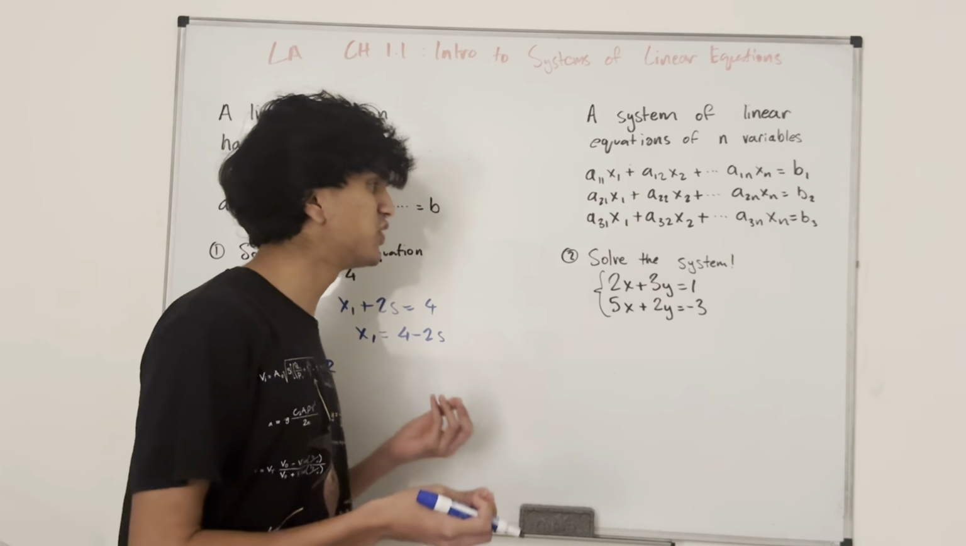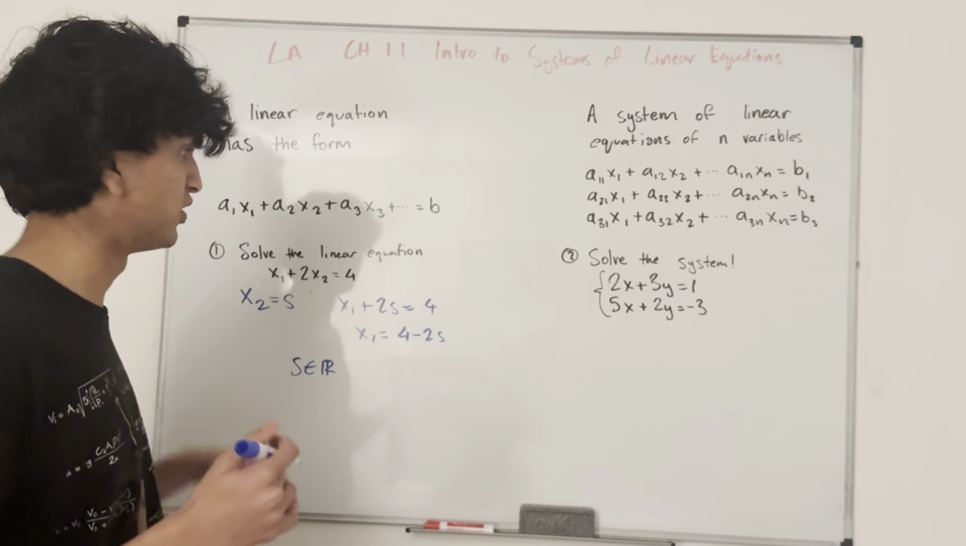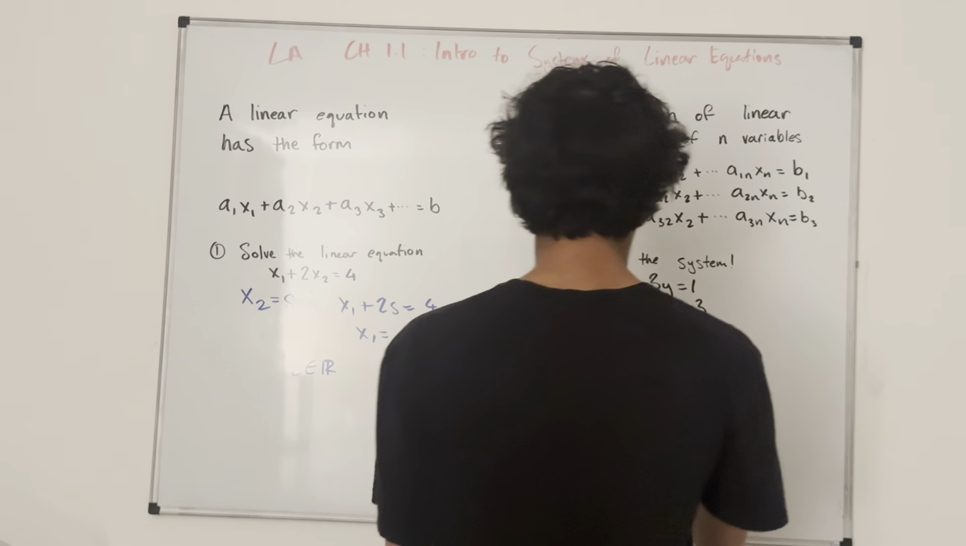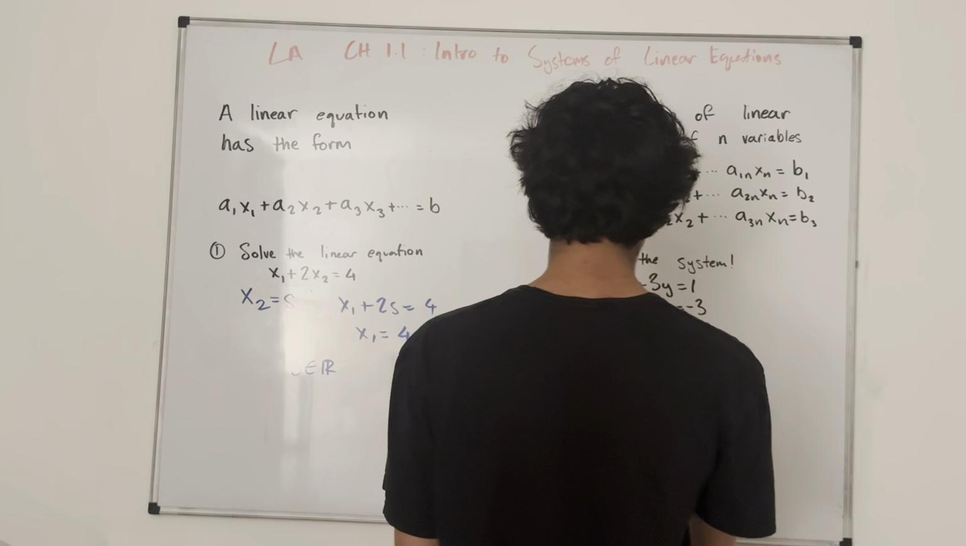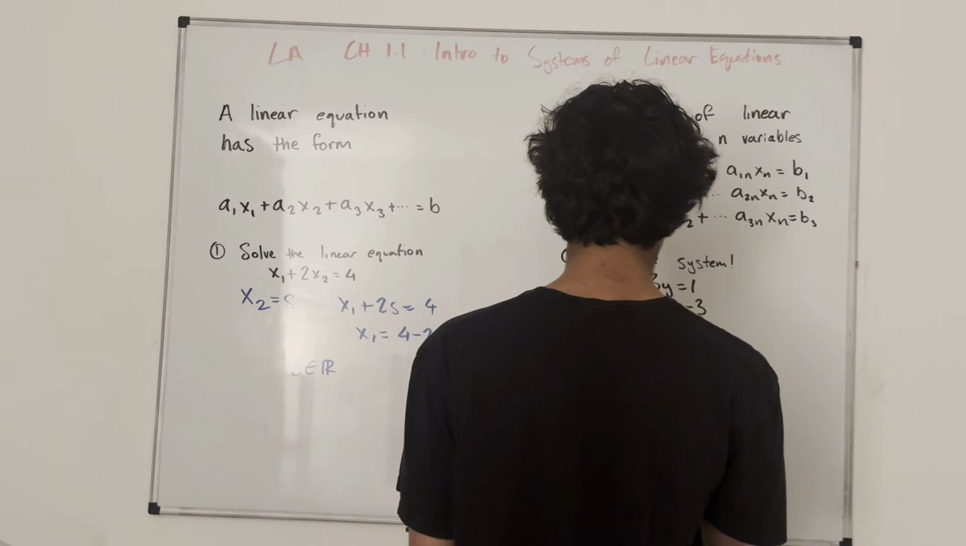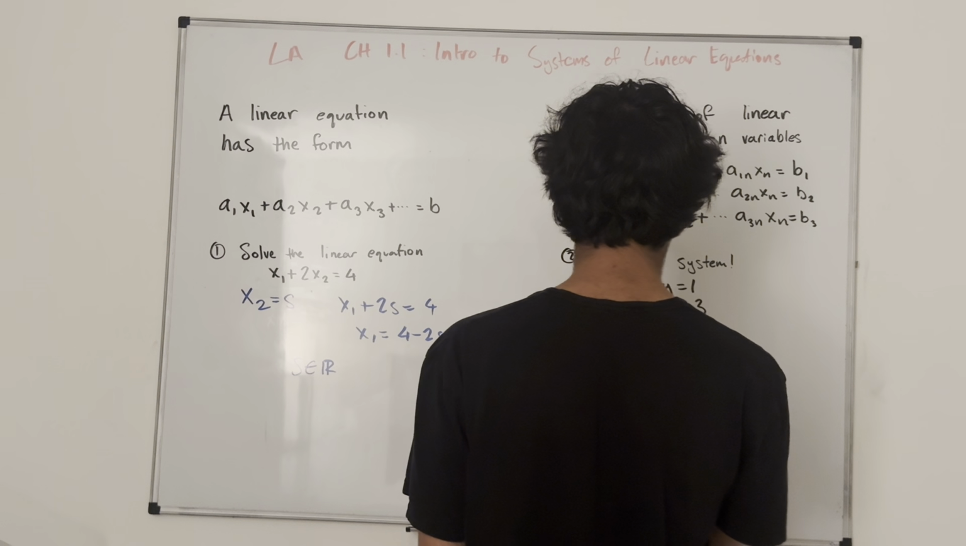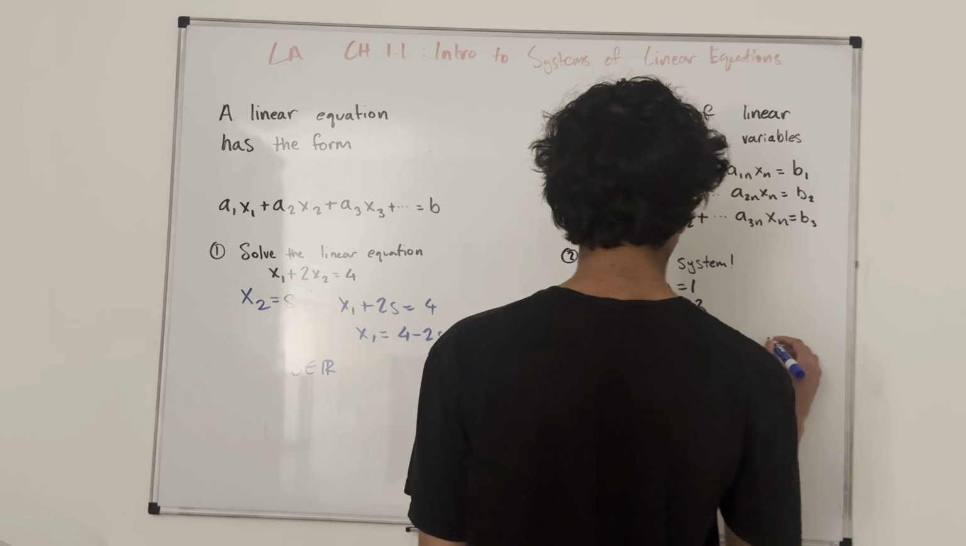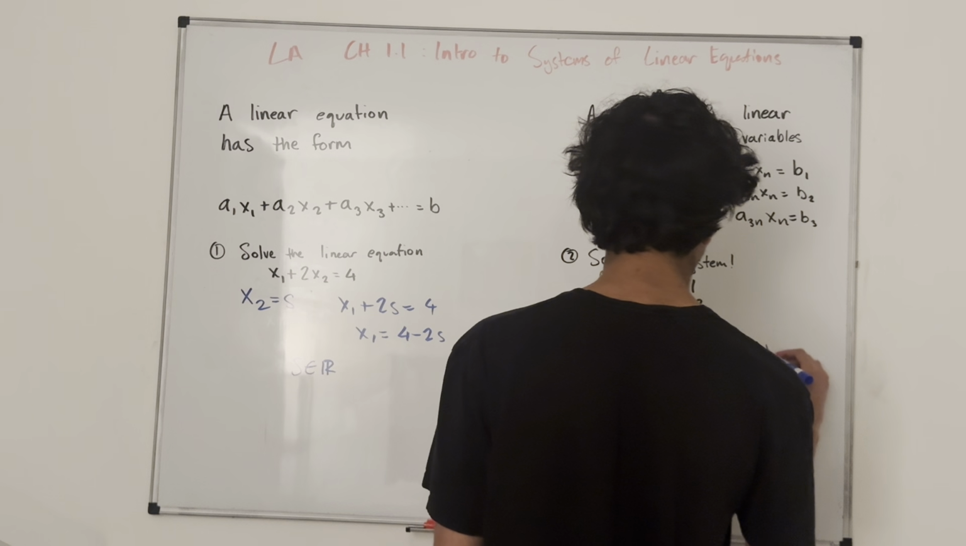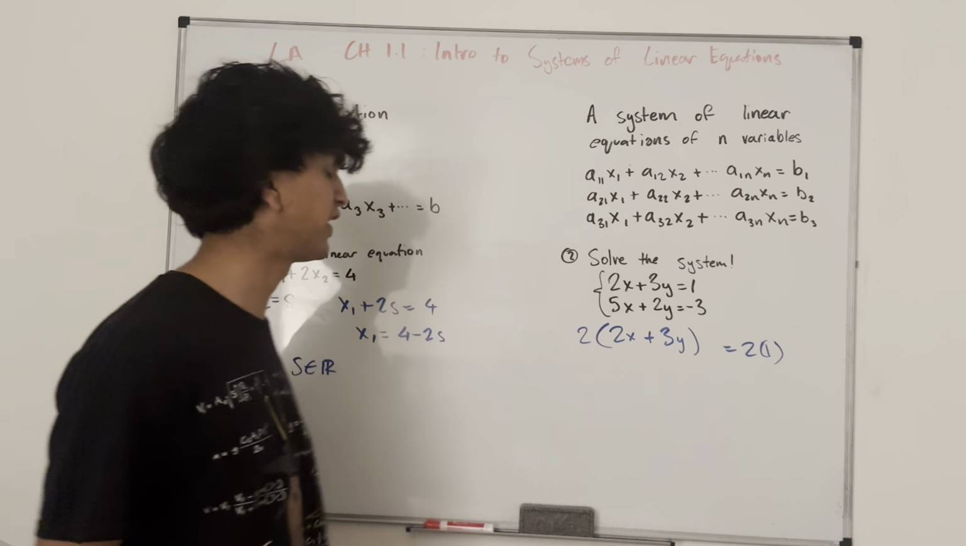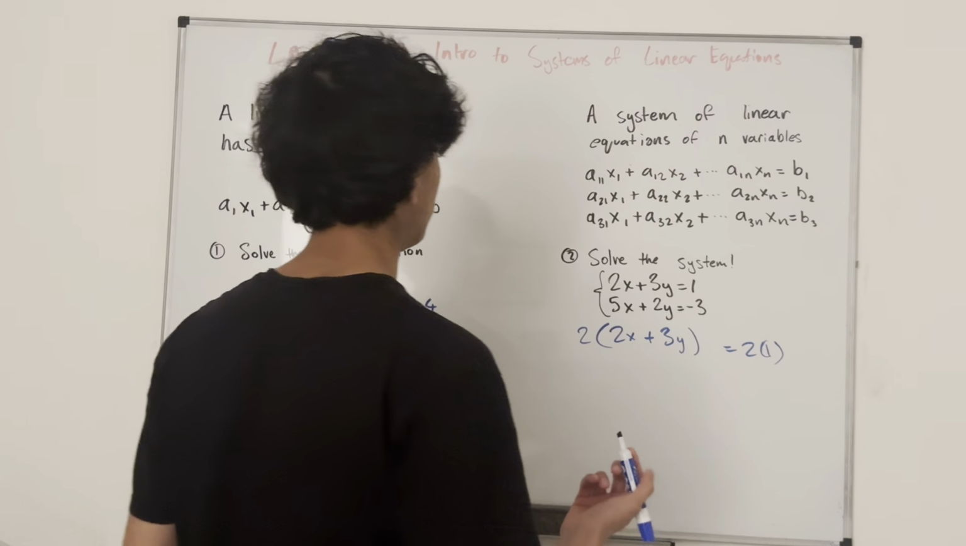So a better way to do it is by doing elimination. The way you do elimination is you can say, okay, well, if I have 2x plus 3y, and I multiply both sides by 2, I'm not changing the equation, right? I'm just multiplying both sides by 2. The equation doesn't change.